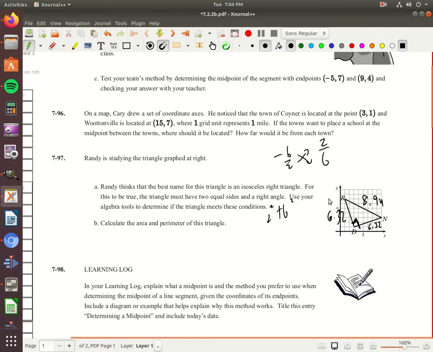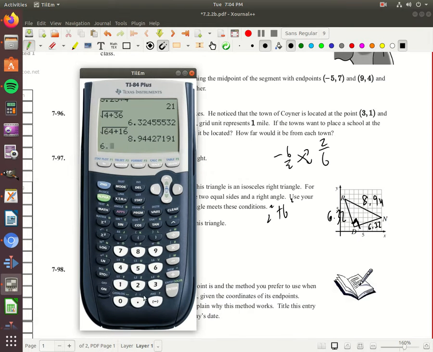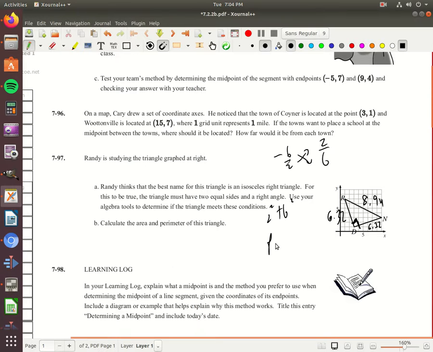So I've determined that. My perimeter is going to be adding these things together. So 6.32 plus 6.32 plus 8.94. So I'm going to get a perimeter of about 21.58. I'll put about 21.58. And then now I need to get the area.